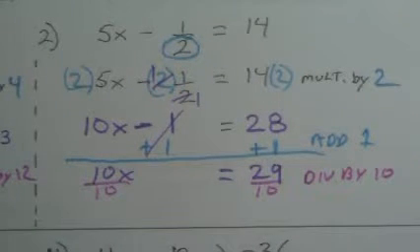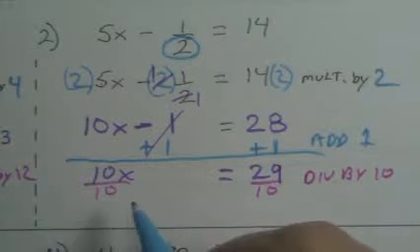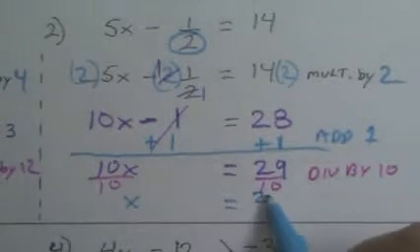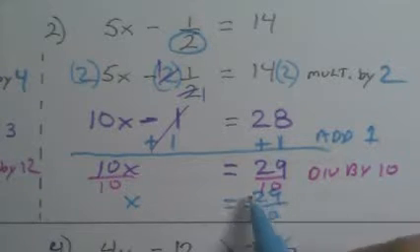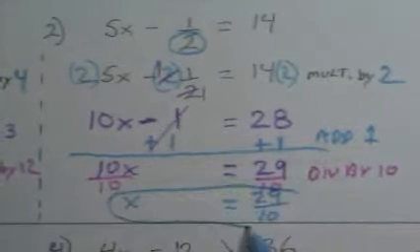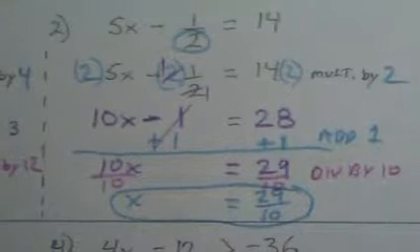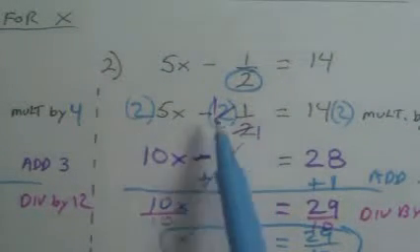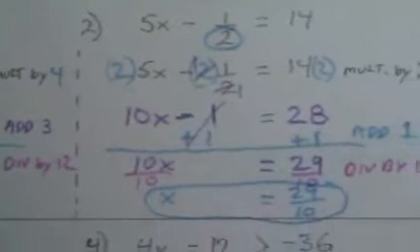And the answer comes out to be x equals that answer right there, 29 over 10. And there we go. And so that's how we solve these with the fractions in it. Just go ahead and multiply by the denominator.